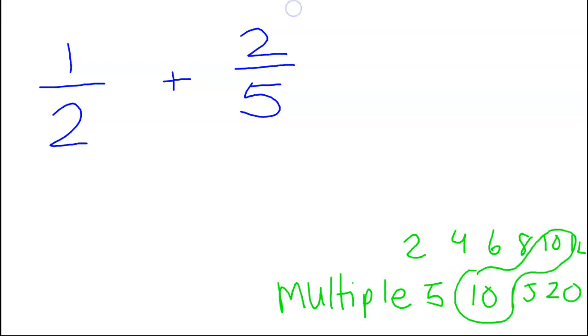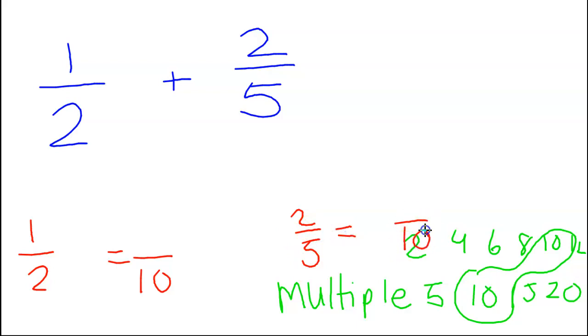So we're going to go ahead and work on renaming 1/2 as tenths, and we're going to go ahead and work on renaming 2/5 as tenths. How are we going to do that? Well, again, we've already done this before. I'm going to multiply using that identity property. How do I get from 2 to 10? I go by times 5.